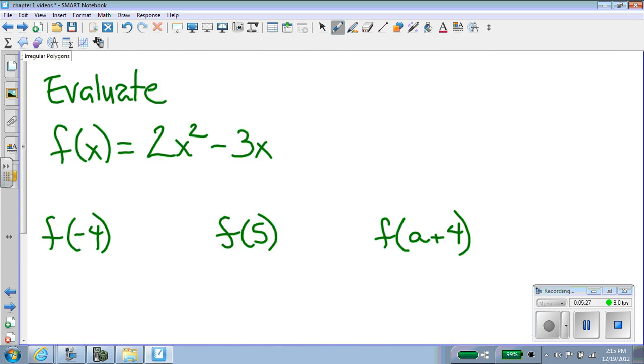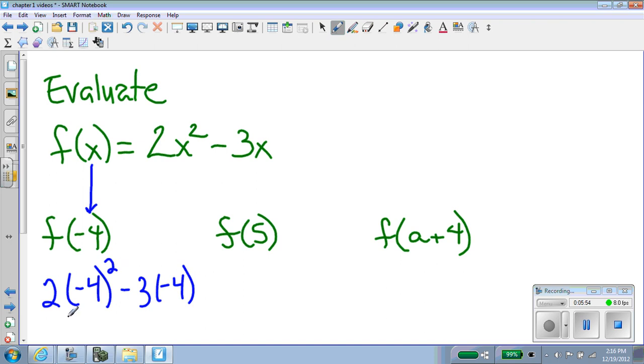What do I do with functions? Well, I could evaluate them. So if f of x is equal to 2x squared minus 3x, what is f of negative 4? Well, that would be saying that x is negative 4. So 2 times negative 4 squared minus 3 times negative 4. Negative 4 squared is 16 times 2 is 32. Negative 3 times negative 4 is plus 12. So f of negative 4 is 44.